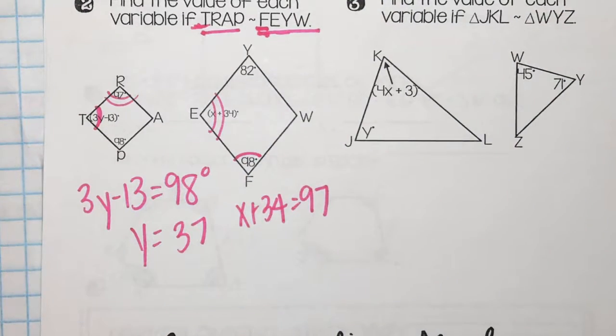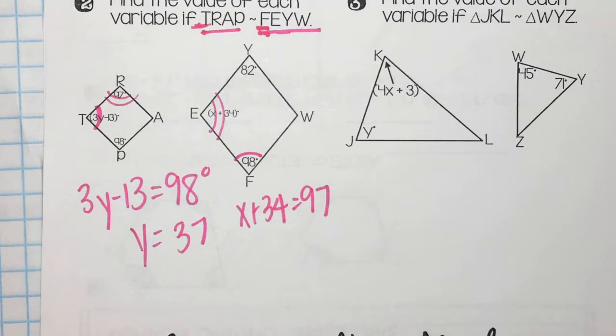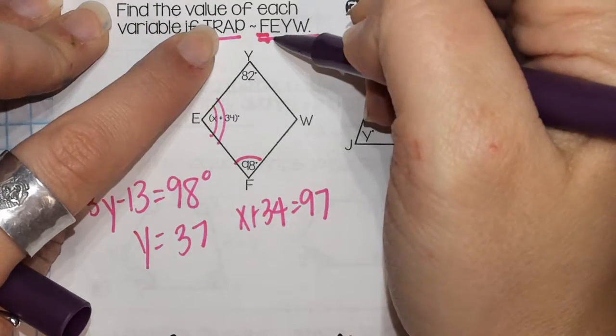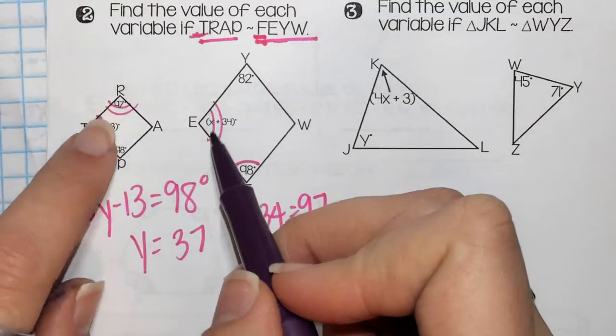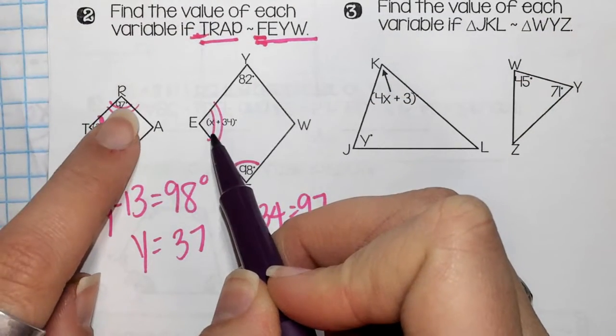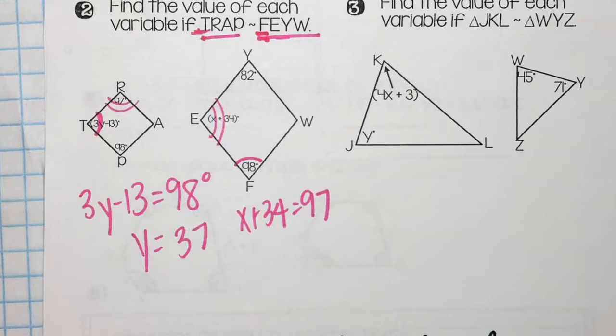If you can get the answer, Raven, you can take a point. Where did you get 97 from? Because you see how it has R and then E? So we went R and E. And R is 97. Oh, okay. That's okay.